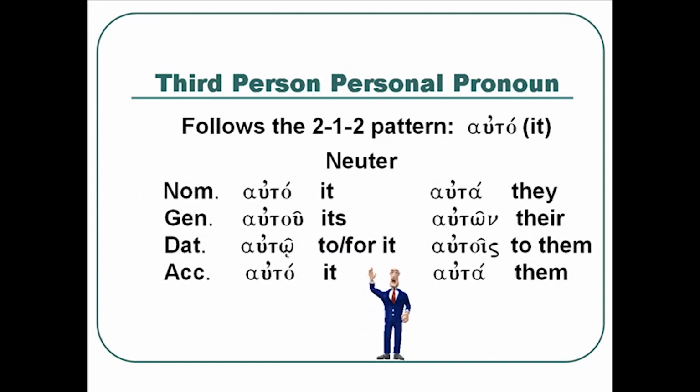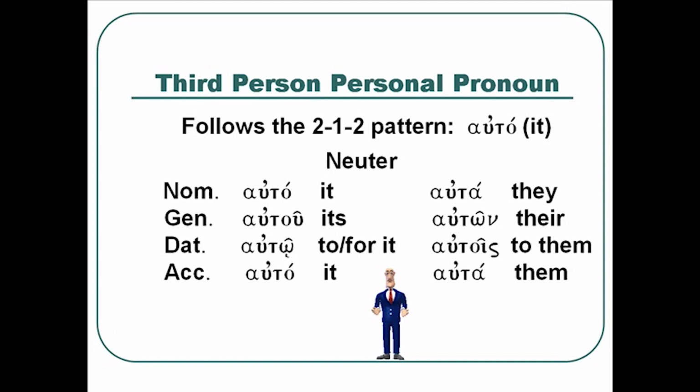The nominative form is autos. The genitive singular is autou, meaning his, or its. The dative singular is autō, meaning to or for it. The accusative singular is auto, meaning it. The nominative plural is auta, meaning they. The genitive plural is autōn, meaning their. The dative plural is autois, to or for them. The accusative plural is auta, meaning them.